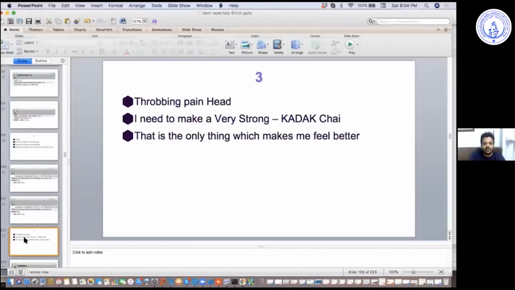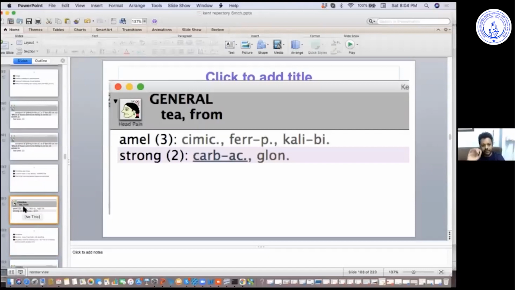Yes. So Kent has given a very nice rubric. Have a look. Very simple rubric. Head pain, general, tea, strong, ameliorate. So interesting. Look, carbolic acid. Did you ever imagine? So beautiful. Huh?